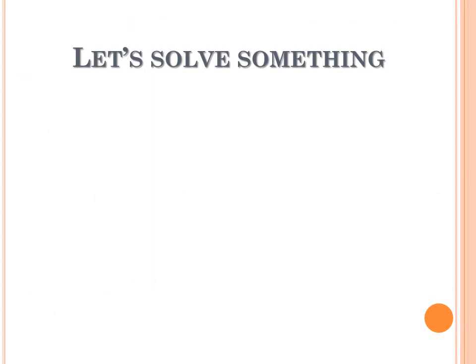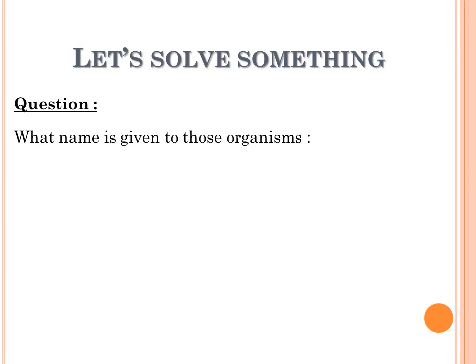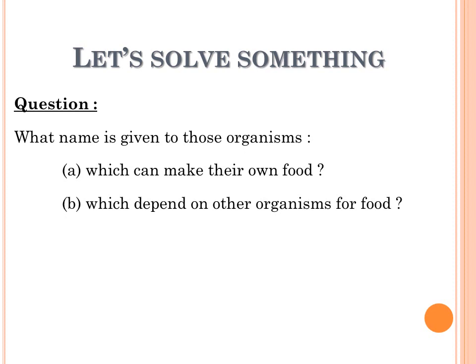Now let's solve something. The question: what name is given to those organisms A. which can make their own food, and B. which depend on other organisms for food. We all know the answers of these two questions. Answer of A is autotrophs and answer of B is heterotrophs. Let's solve.